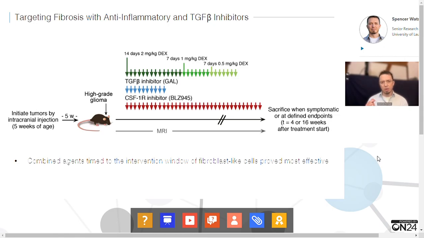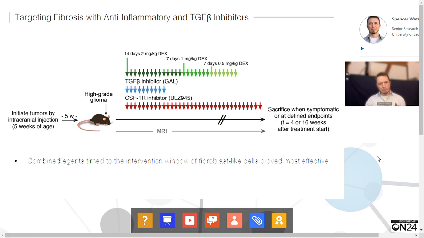So to target neuroinflammation, we used a very broad inhibitor. We used dexamethasone just for the first 2 weeks and then tapering off. And then for TGF-beta, we used a very specific inhibitor, galunisertib, and targeted that to just the first 10 days of anti-CSF1R treatment. And so this is useful in 2 ways. First is that we're targeting just this window of intervention for the PDGFRβ cells, but this also gets around a lot of the really severe toxicity issues that are associated with using either of these agents long term.